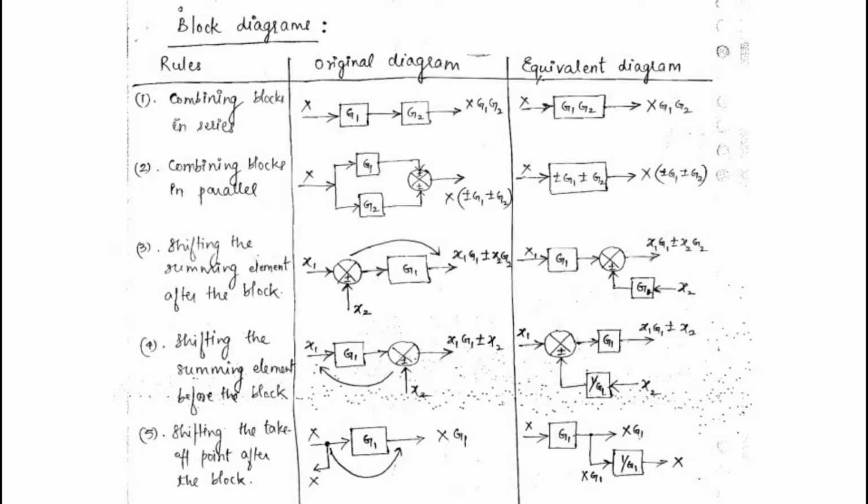So in the last two lectures we have seen the introduction of open loop system and closed loop system, right? So now in this lecture we are going to see the block diagram representation and signal flow representation of a system.